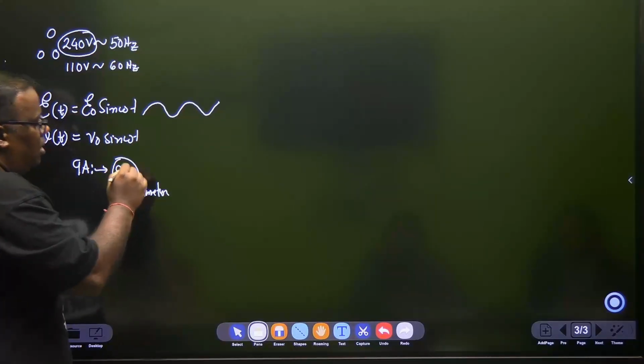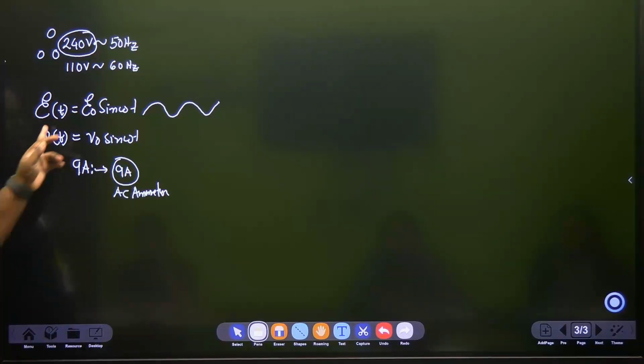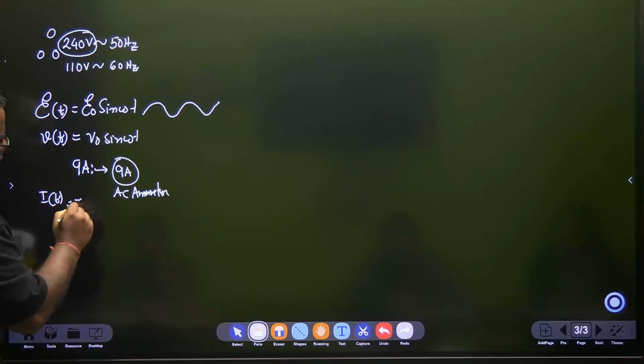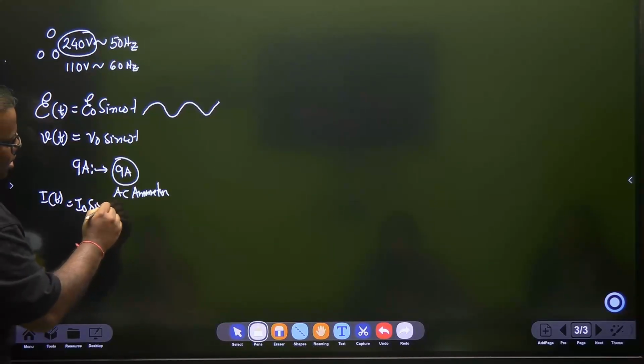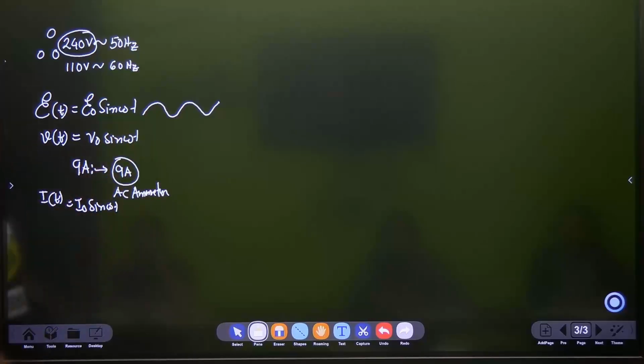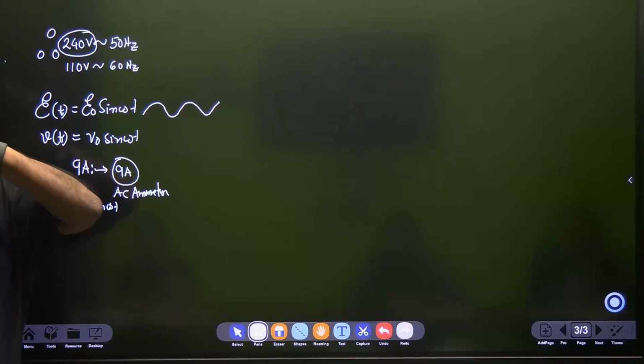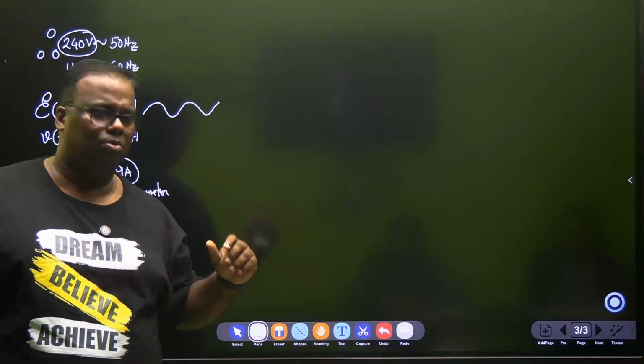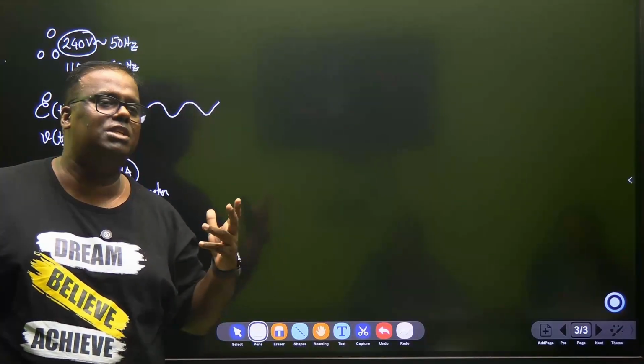9 ampere. But sir, the current is always given by the equation I at any time t equal to I naught sine omega t. Why is this not fluctuating? And if I put an AC voltmeter, it is reading 240. That means some trick is out there. Okay, they are trying to show you a representative value.